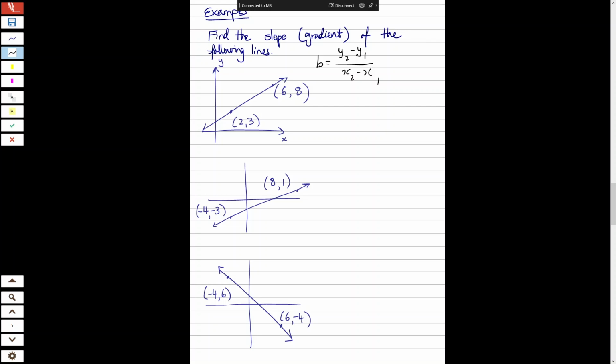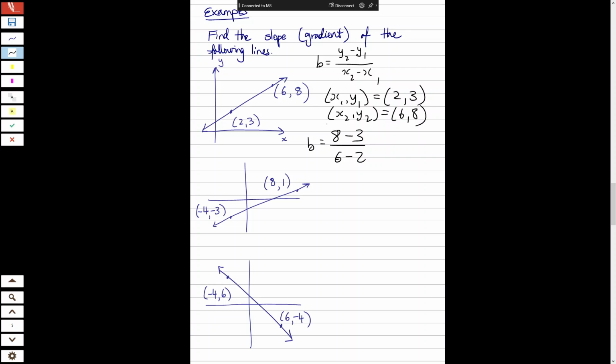Let's talk about it as a class. What should we do here? 8 minus 3 over 6 minus 2. Great. So what Ben has done here is he said x1, y1 is 2, 3, x2, y2 is 6, 8, and then chucked those numbers into the formula.